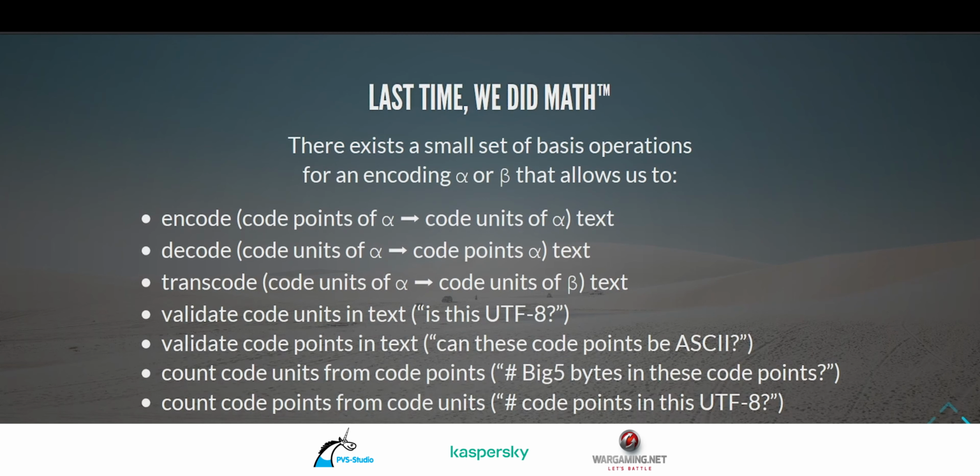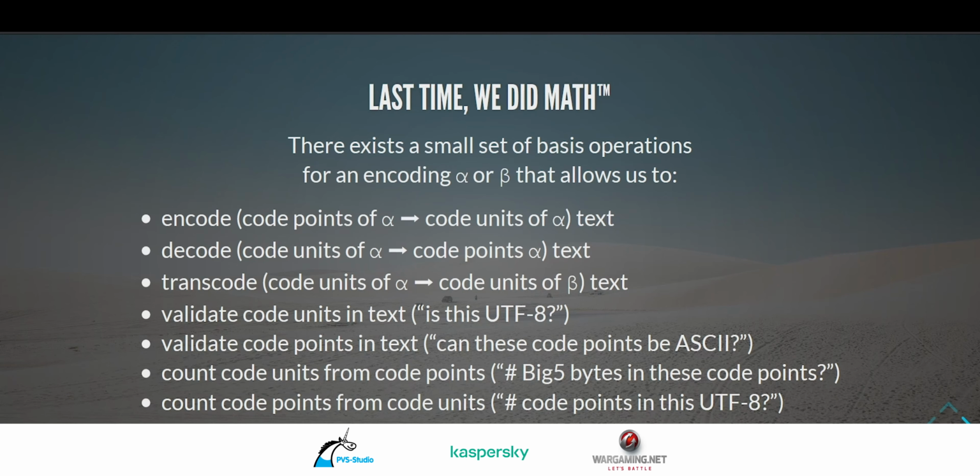So particularly in part 3, we prove the math for the basis operations, right? We prove that if you have an encoding alpha and beta, you could take a small set of basis operations and essentially do everything you would want to do with text, right? So you could encode, you could decode, you could transcode, which means going from the code units of alpha to the code units of beta.